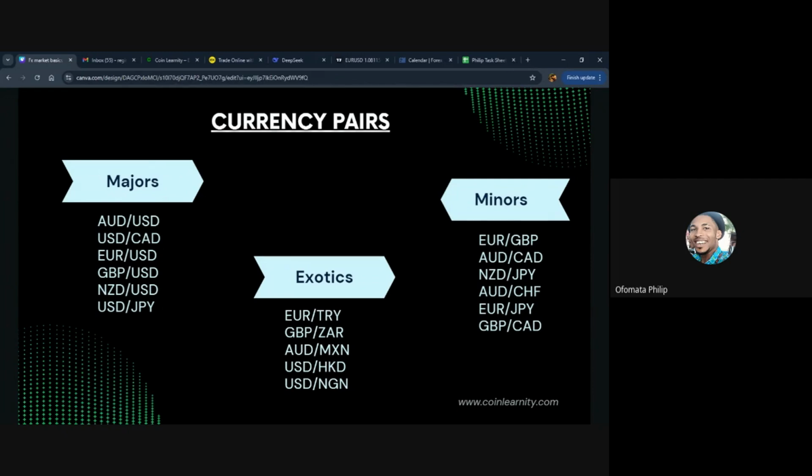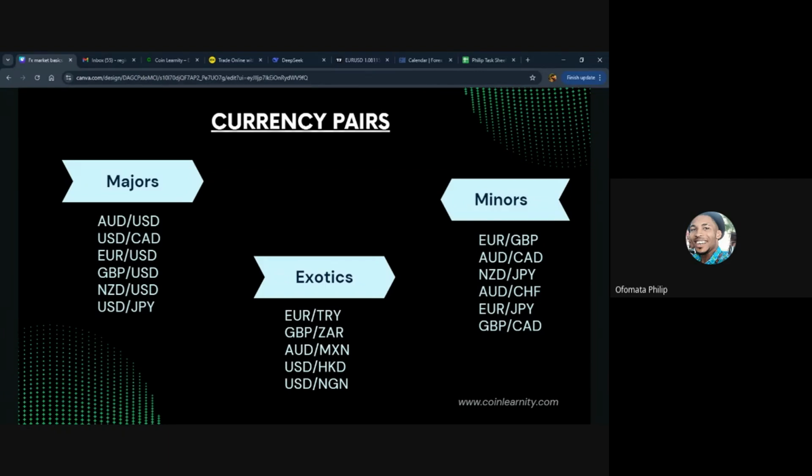Now, the minor pairs are simply the currencies of the major countries of the world without the United States dollar in them. If you look at your screen, you see that the major pairs have AUD USD, USD CAD, Euro USD, and almost all the pairs there have the United States dollar. But in the minor pairs, that United States dollar is taken out of the equation. There is no United States dollar.